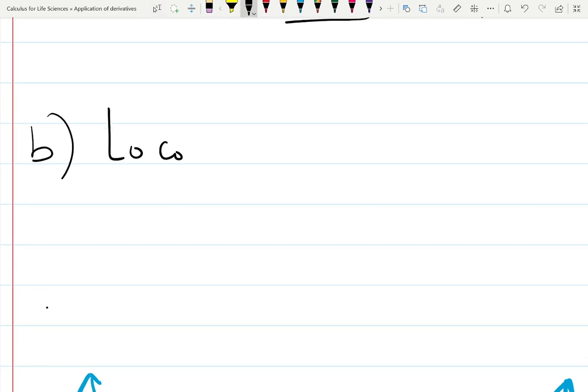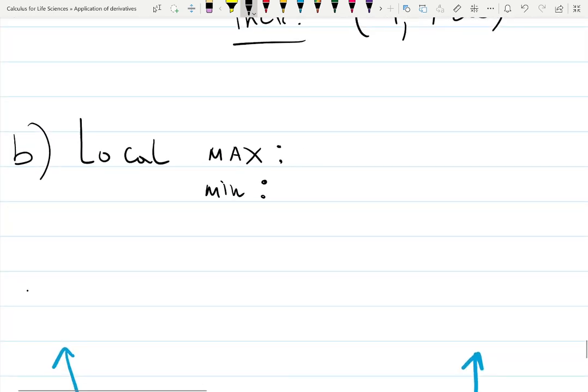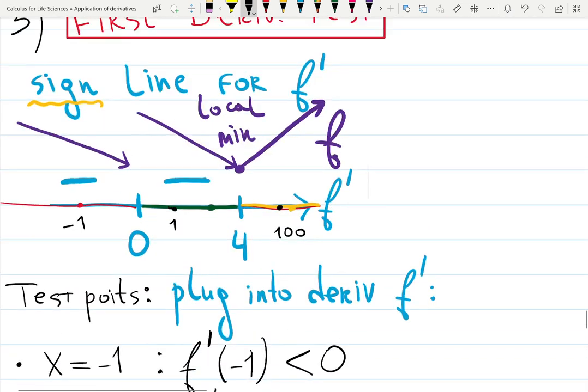So, local max and local min point. Okay, let's not do point yet. There are two types of questions, point or value. So, x equals, where is a local maximum?